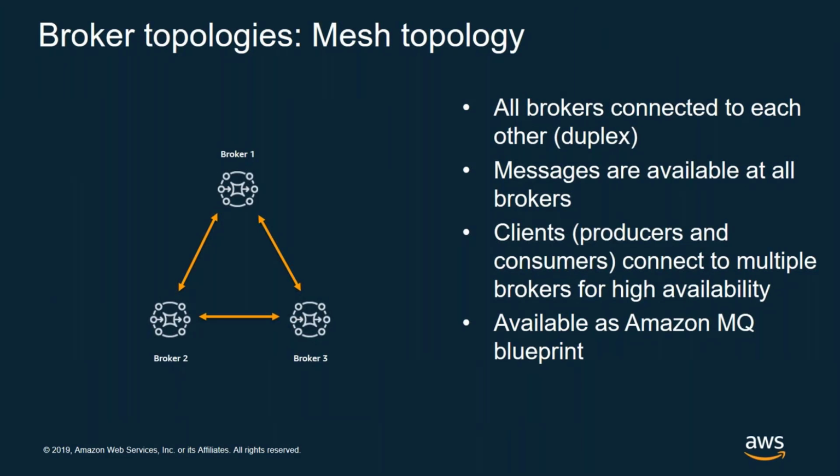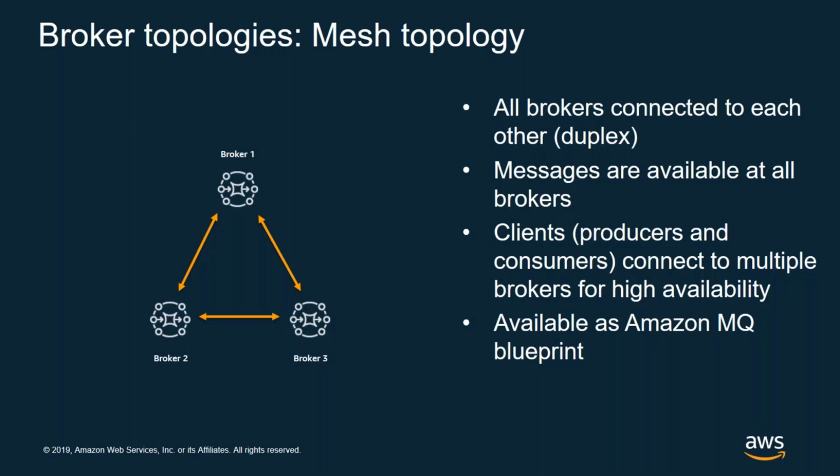Let's take a little look at different topologies and what that gives you as you set these things up. So the first one here is known as a full mesh, where all the brokers are connected to each other with duplex connectors. We are showing a 3-node full mesh here. Here, all messages are available at all brokers, and all clients can connect to multiple brokers to provide higher availability. So any broker can get to any message.